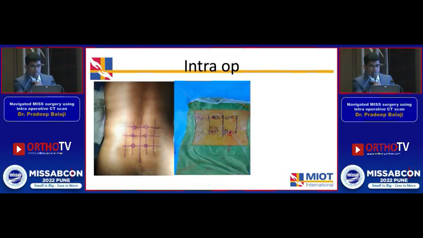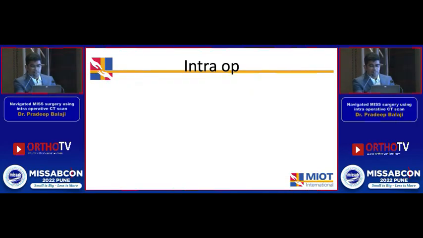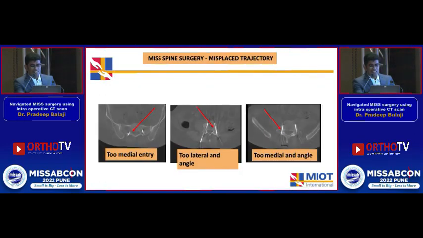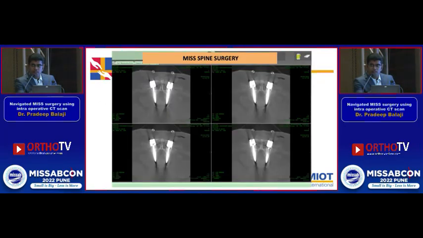These are the intraoperative images of MISS surgeries we did in our theater. Initially we were using this intraoperative CT without navigation at all. These are the screws which looked almost perfect on a 2D C-arm, but when we checked with an intraoperative CT, they looked misplaced. That is, the 2D C-arm will not always confirm the correct trajectory which we actually expect.